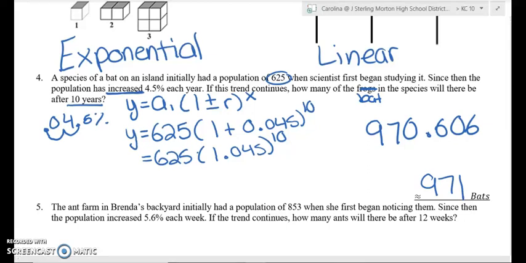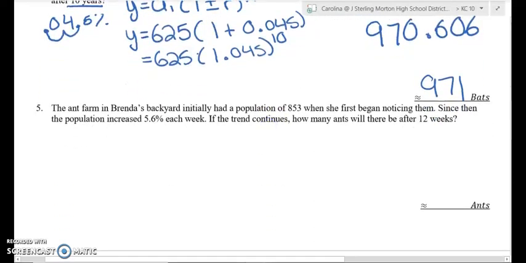Number 5 is the same type of problem. The ant farm in Brenda's backyard initially had a population of 853 when she first began noticing them. Since then, the population increased 5.6% each week. If the trend continues, how many ants will there be after 12 weeks? Again, your clue word here is the 5.6%. This leads me to believe this is an exponential, so it's going to be y equals a sub 1 parentheses 1 plus or minus r to the x power.